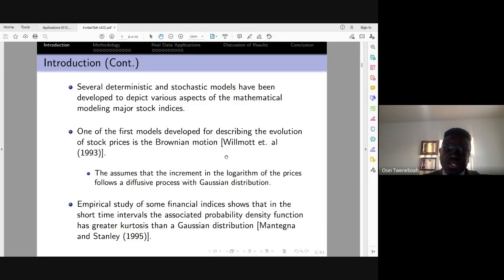However, if the kurtosis is greater than 3, then it's not a normal distribution. Okay, so if it's not a normal distribution, then we could say that it's a non-Gaussian distribution. And I'll talk about non-Gaussian distributions very soon. So we have several different types of non-Gaussian distributions.